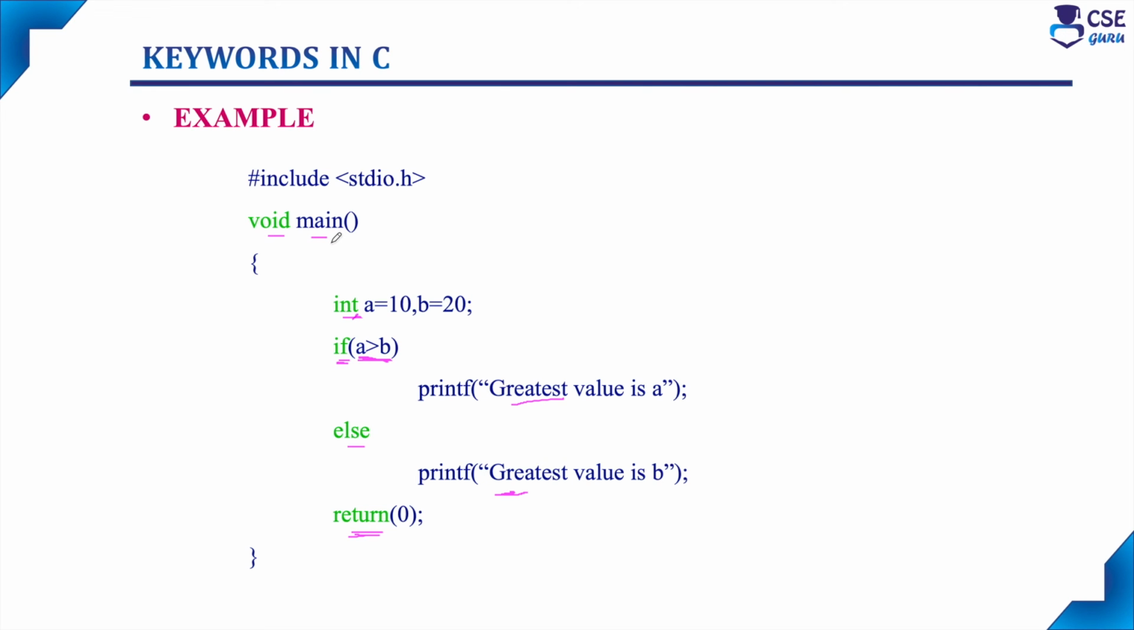So here, the main function is not going to return any value to any other function. So here we have represented return of 0 or simply return. So these are all the keywords used in this example program to find the greatest of two numbers. So in this session, we have discussed the concept of keywords and the purpose of 32 keywords in C language. In the next session, we will discuss the concept of identifiers.